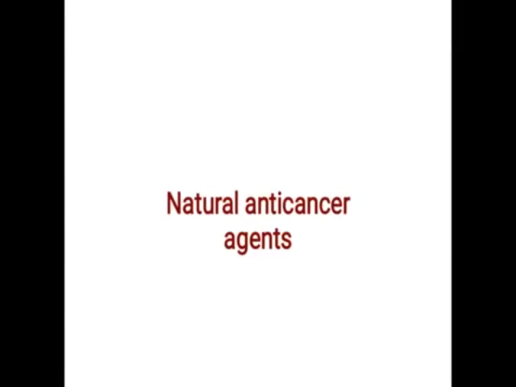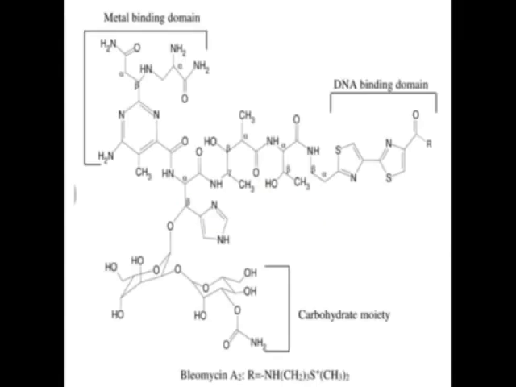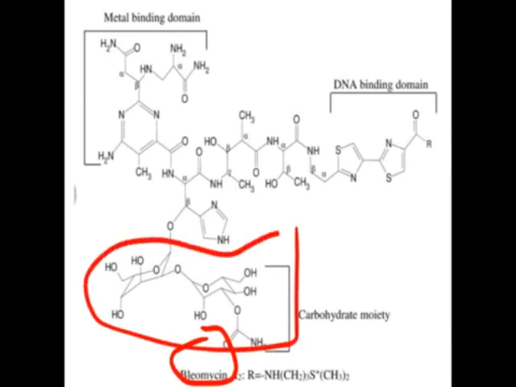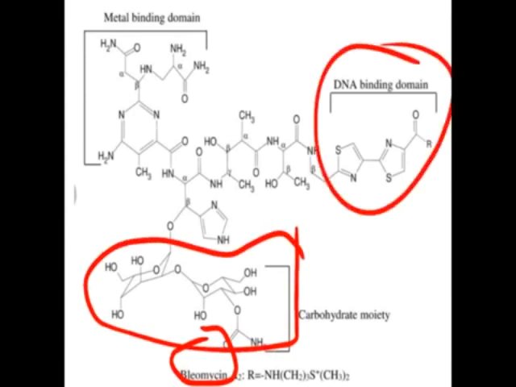So next one is the natural anti-cancer agent. In that the example is bleomycin. So the highlight of the structure is there for your syllabus. Actually, the bleomycin, that is the whole structure of bleomycin, consists of three important parts. Okay, this is what you are getting. It is the carbohydrate or sugar moiety. This part binds to the DNA.